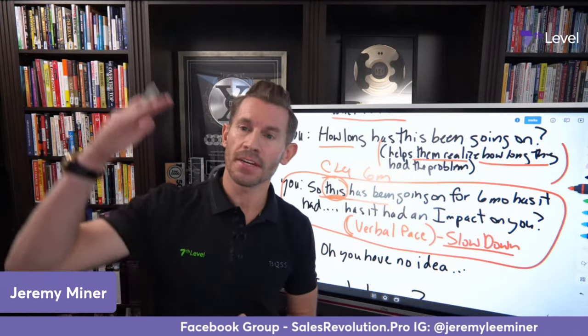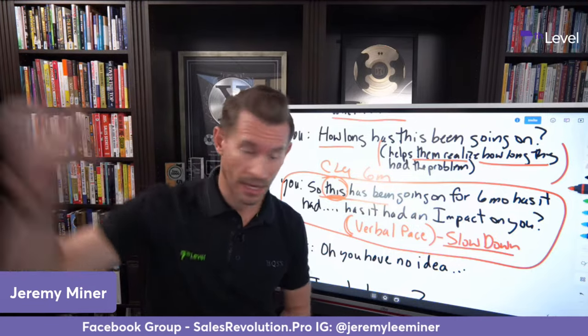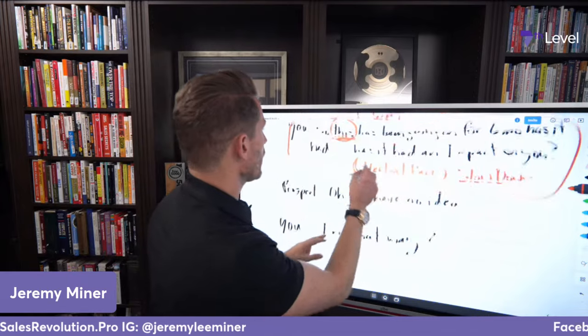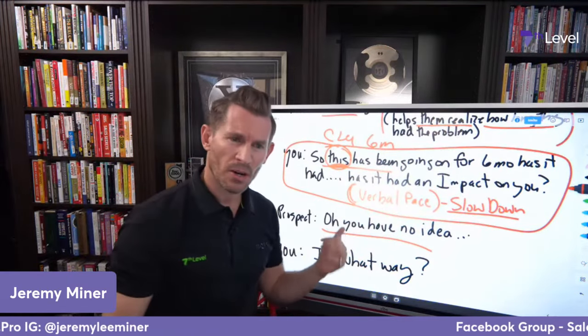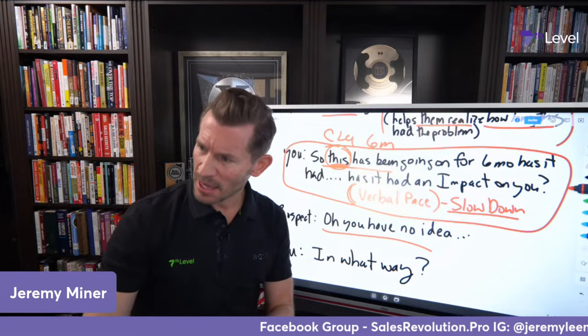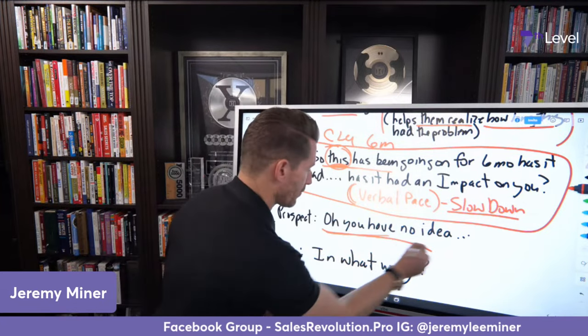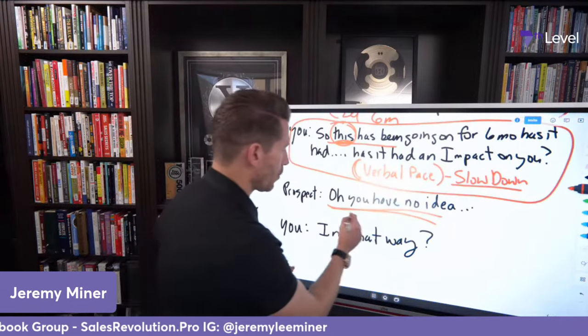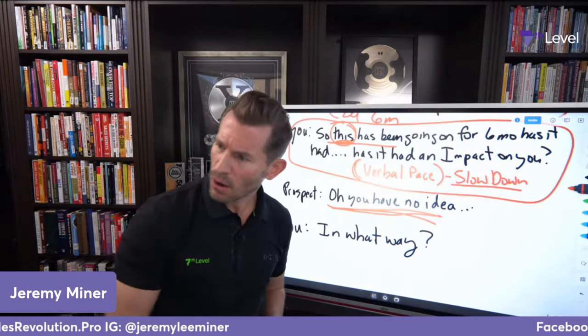And now he's going to fear the fear of future pain. Okay, see what I'm doing there? Prospect says, "So this has been going on for the past six months." Has that had an impact on you? "Oh gosh, Jeremy, you have no idea." Well, in what way though? "Oh my gosh, Jeremy, you have no idea." In what way?